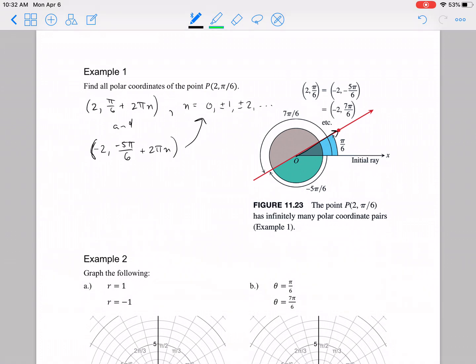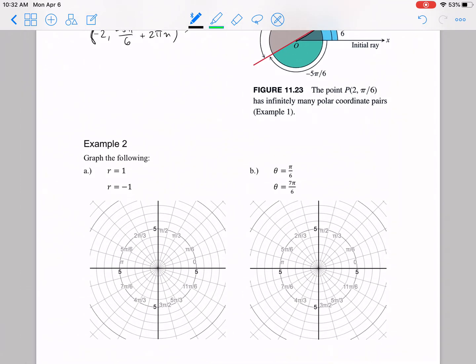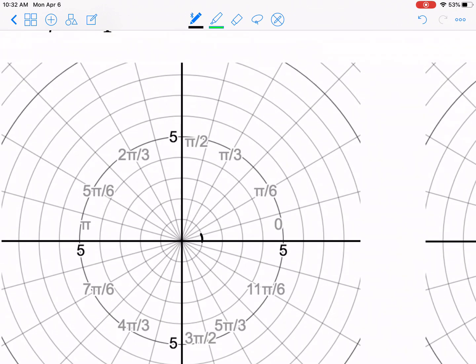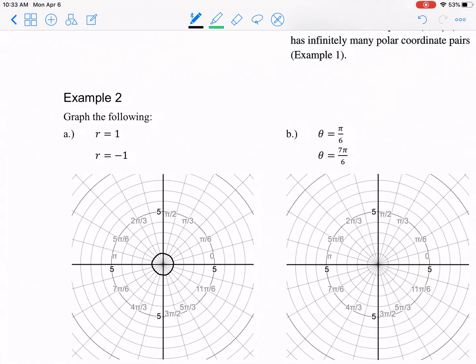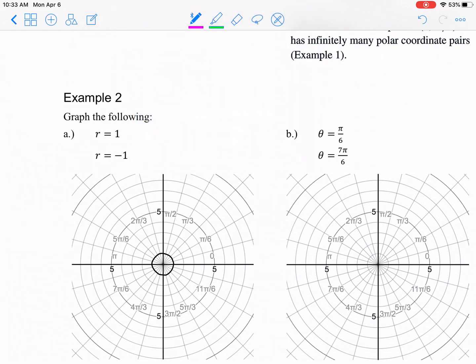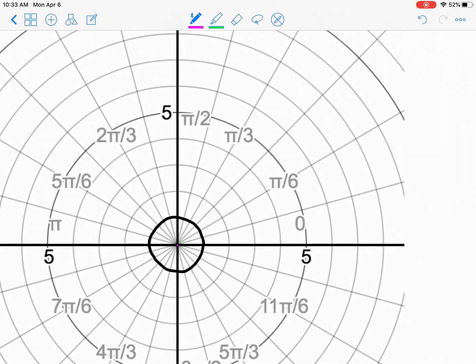Okay, so let's try some of these. Graph the following. R equals 1. So at R equals 1, we can zoom right in on there. There is 1, and there is R equals 1. The next one they want us to do is R equals -1. So this is everywhere that R equals -1. So essentially, we're stepping back here and then going around 2 pi. So there's R equals 1 and R equals -1. They give us the same circle.